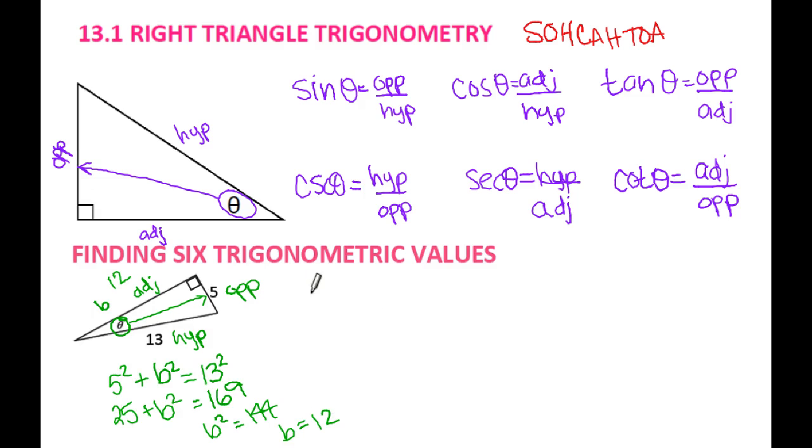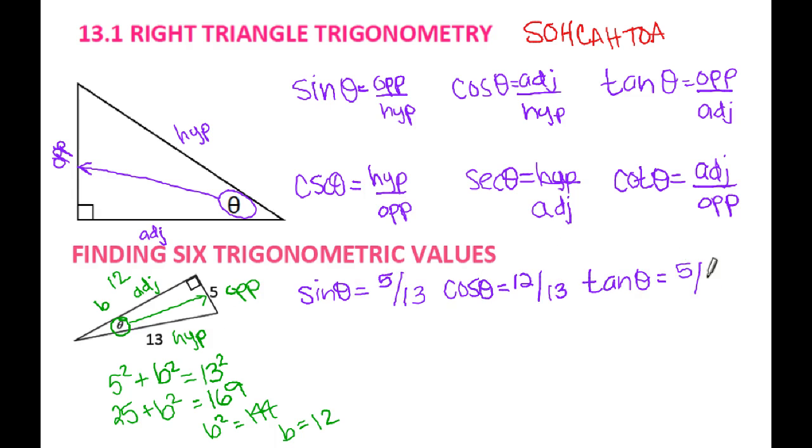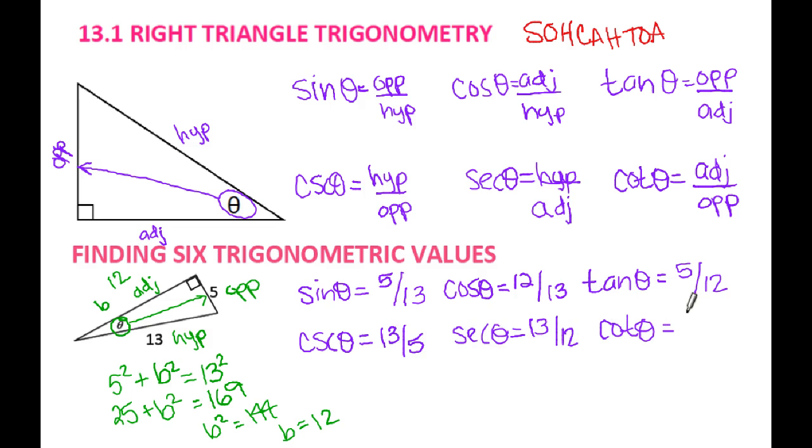I'm going to set up the ratios. Sine of theta is my opposite over the hypotenuse, so it's 5/13. Cosine of theta is the adjacent over the hypotenuse, which is 12/13. Tangent of theta is the opposite over the adjacent, so that's 5/12. From there, I'll do the reciprocal functions. Cosecant of theta is the reciprocal of sine, secant of theta is the reciprocal of cosine, and cotangent of theta is the reciprocal of tangent. These are the 6 trig values that I wanted you to find.